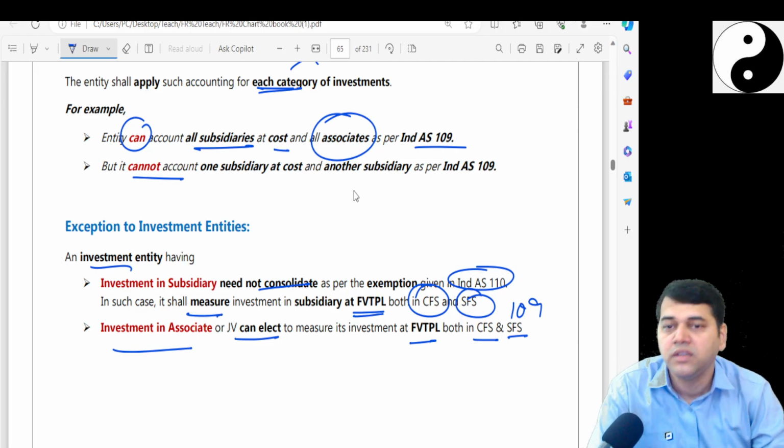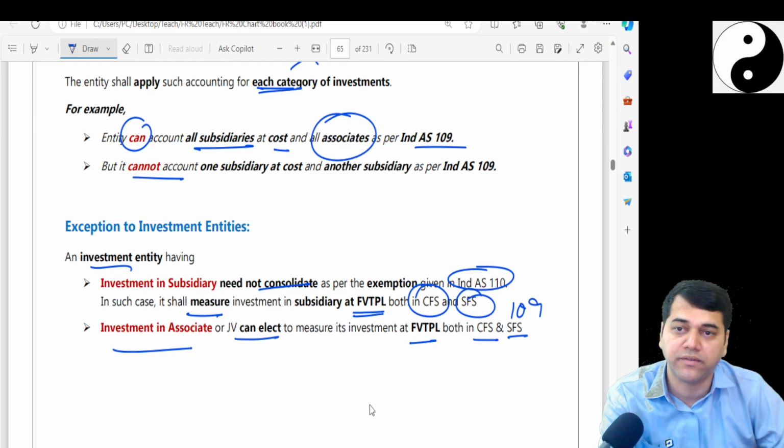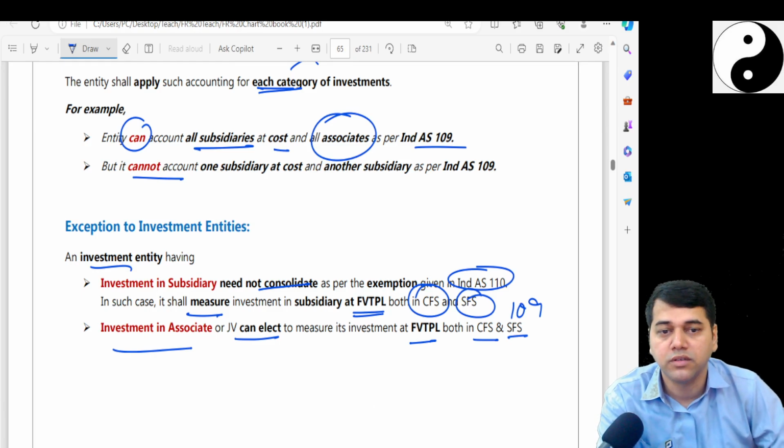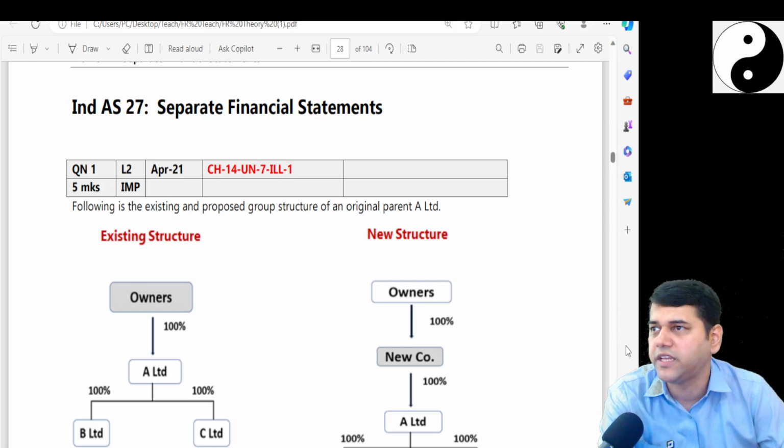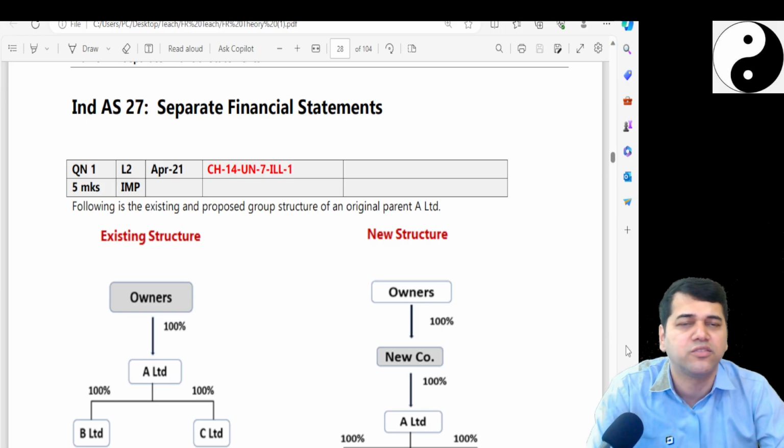Clear, no students? Yeah, this is all about your Ind AS 27. Let us look into some questions, some theory questions. Let us look at one or two theory questions, because there is nothing much here, and these questions have never come in the exam also, in the previous syllabus.